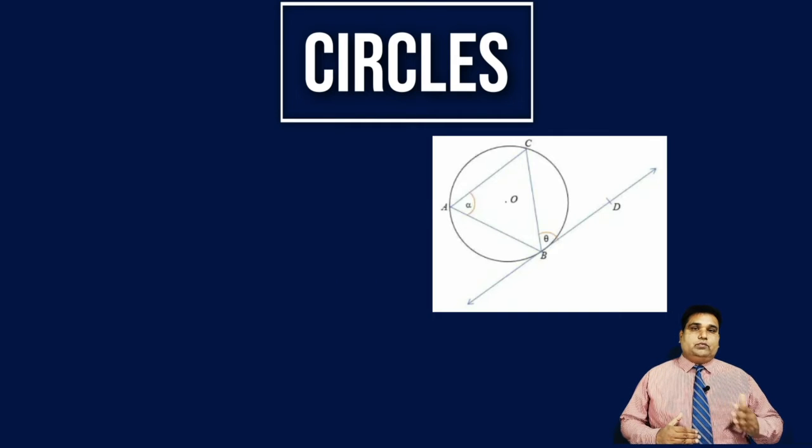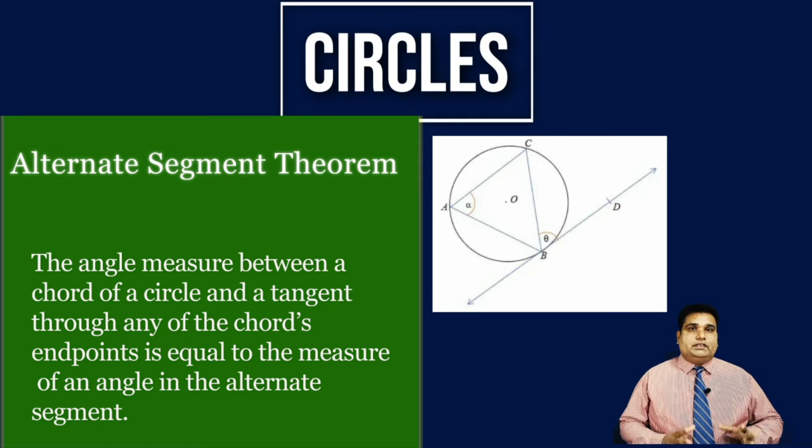So the alternate segment theorem says that the angle between the tangent and the chord, angle CBD, will be equal to the angle in the alternate segment. The alternate segment angle will be equal to angle CAB. So now we can say angle alpha is equal to angle theta, and that angle alpha and angle theta are alternate angles.